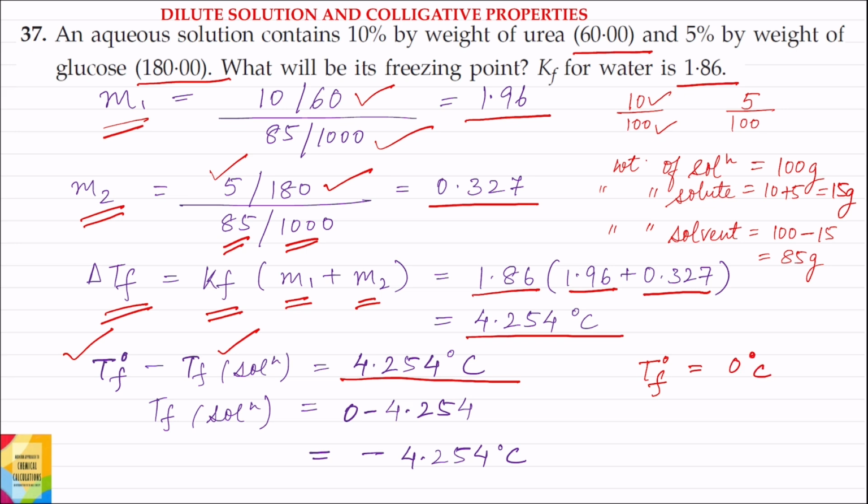0 degree centigrade. Now putting the value of freezing point of pure solvent, the freezing point of solution will be equal to 0, 0 is the freezing point of pure solvent, minus 4.254, and this is equal to minus 4.254 degree centigrade. So freezing point of this solution is equal to minus 4.254 degree centigrade.